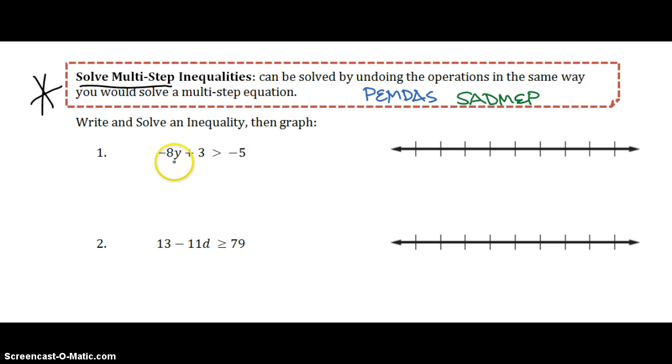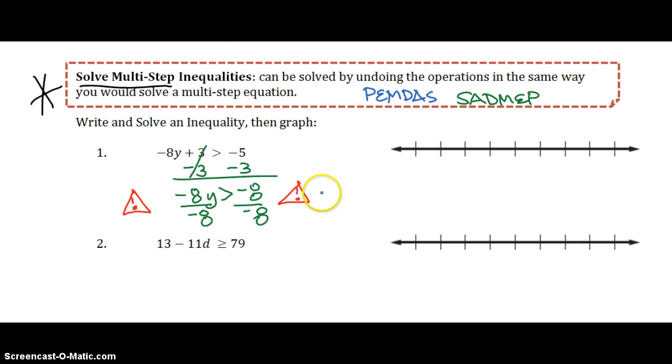All right, what's happening to y? It's being multiplied and added. So instead of multiplying first like we would if we knew what y was, we are going to undo adding by subtracting 3. So -8y is greater than -8. I need to divide by -8. We are dividing by a negative. Warning, warning. We must flip our inequality sign. So instead of saying y is greater than, I'm going to say y is less than, and -8 divided by -8 is +1.